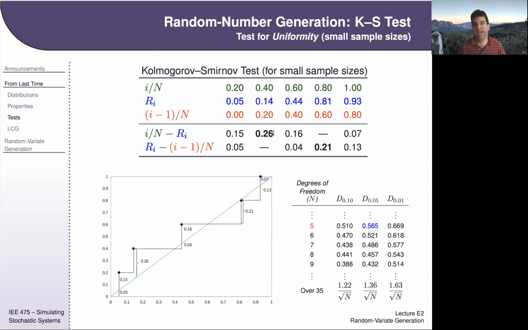Still, I don't ever want you to say we accept the hypothesis of uniformity, but I do want you to say things like we failed to reject uniformity with a KS test, and so we do not have evidence to suggest that this is a bad random number generator or something like that.